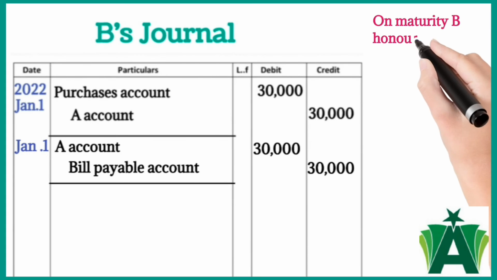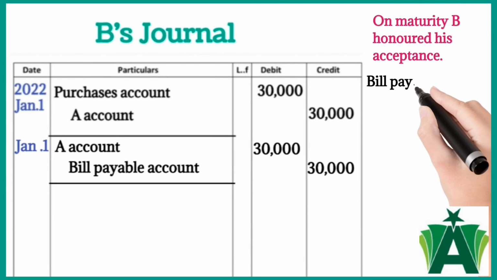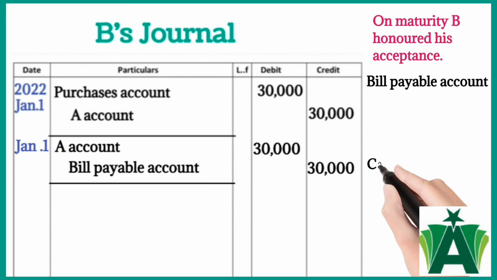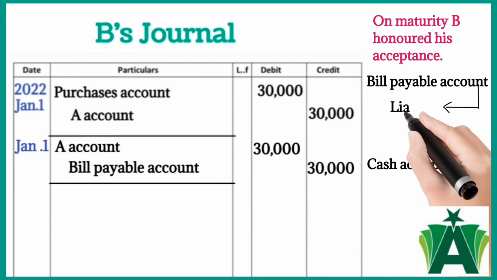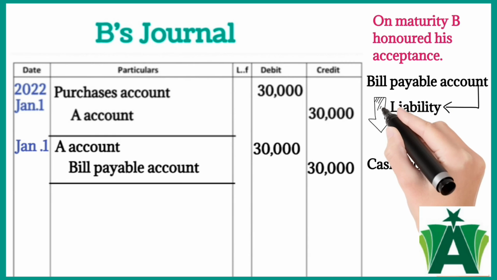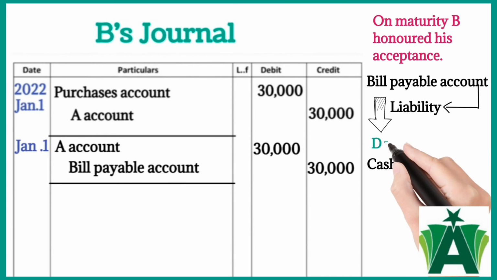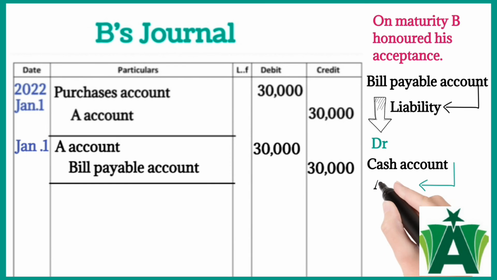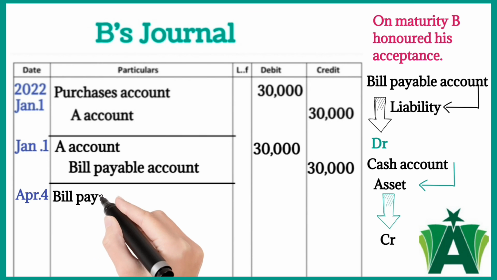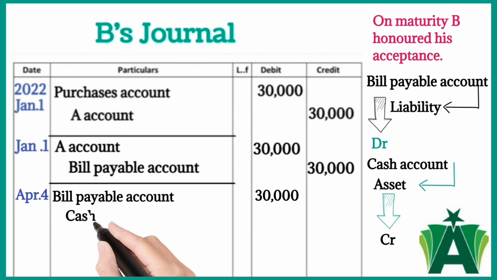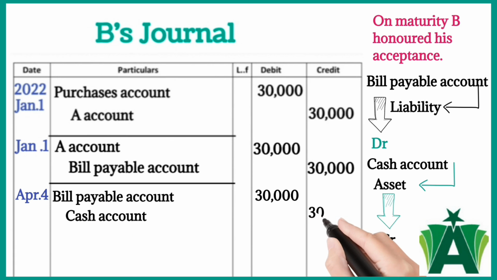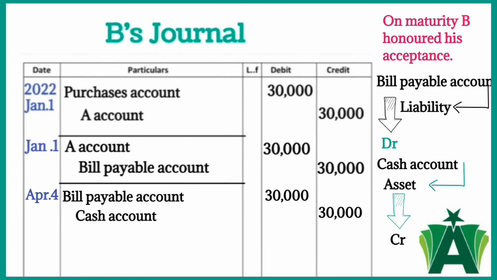On maturity, B honored his acceptance. Here, two accounts are involved: bills payable account and cash account. Bills payable account nature is a liability. When a liability decreases, the account is to be debited. Cash account nature is an asset, and when an asset decreases in a business, the account is to be credited. Now, bills payable account is debited with the amount of $30,000. Cash account is credited with the amount of $30,000.